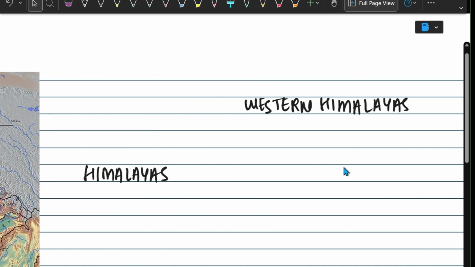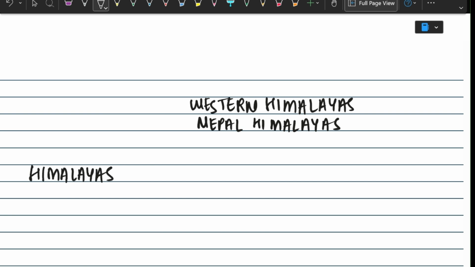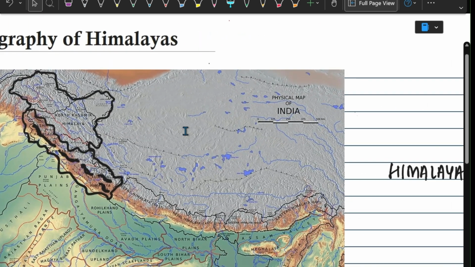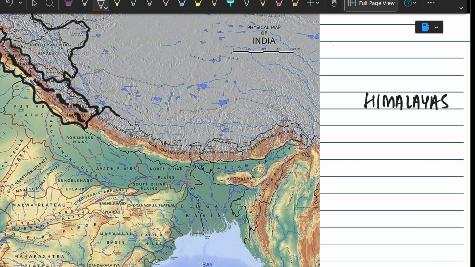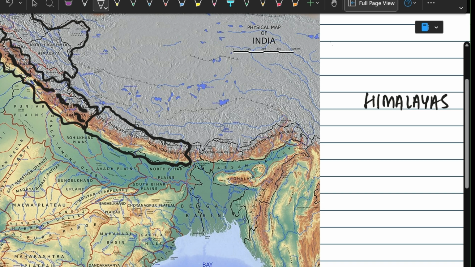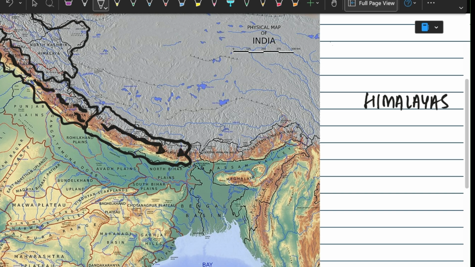Then we have the Nepal Himalayas, where this stretch lies predominantly in the Nepal region. It is home to the tallest Himalayan peaks, including Mount Everest, Kanchenjunga, and Makalu. An important sub-range here is the Mahabharat range, where this is the entire Nepal Himalayan range, and the subdivision of the Mahabharat range can be seen somewhere around here. And in this region, you can see the majority peaks like Mount Everest and Kanchenjunga.